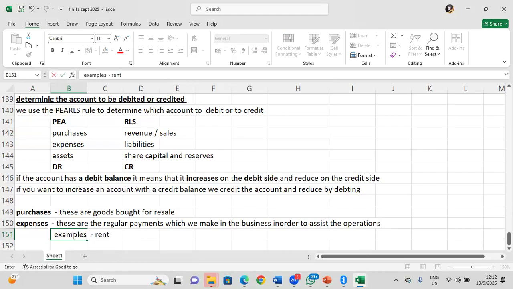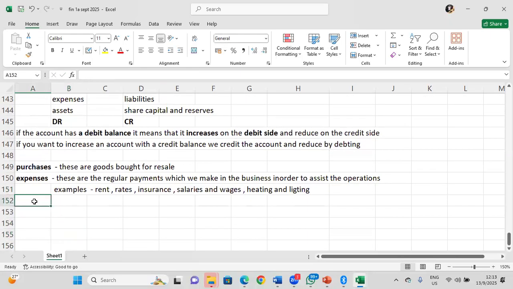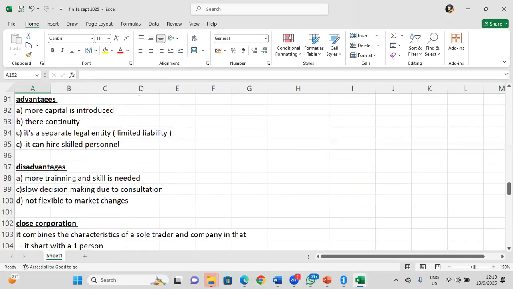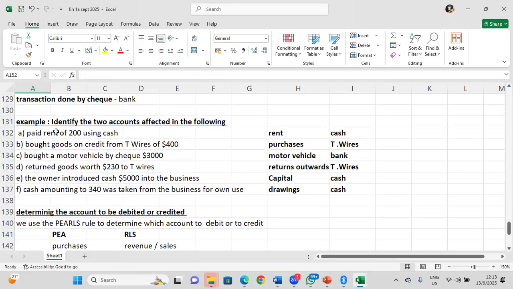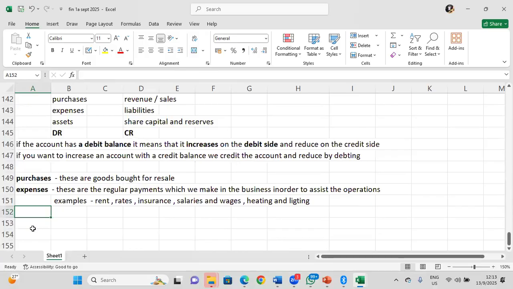Rent, rates, insurance, salaries and wages, heating and lighting. All these are expenses. They are paid regularly by the business. They might not say expense in the question, but the moment they talk about rent, you should know it's an expense. Like in the example, the first one, we paid rent. So it means the rent is an expense.